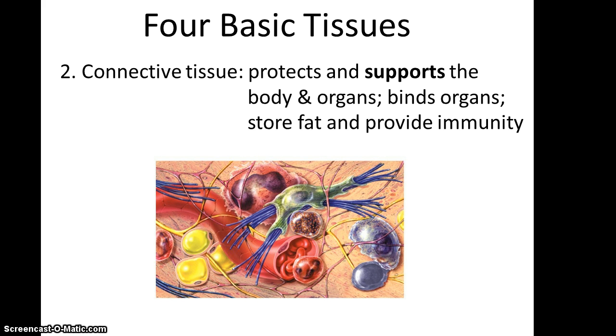Second is connective tissue. Connective tissue is very diverse. It does things like protect and support the body and organs. It binds organs together and is a storage place for fat and can provide immunity. Examples of connective tissue include bone, blood, and tendons.